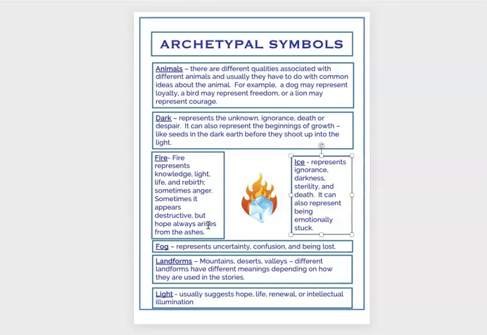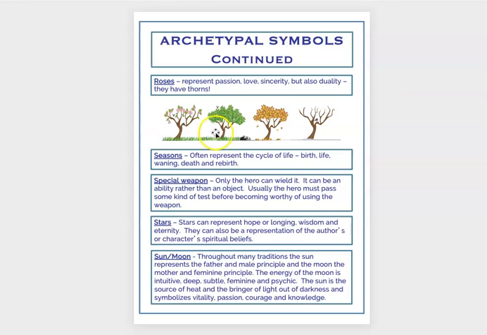Landforms, again, like animals, have sort of meanings associated with them. A mountain is majestic, a marsh has some nasty connotations: illness, evil, something like that. Light, usually hope, life, renewal, intellectual illumination. There's generally not a downside to light. Roses, all the time. And again, another dual thing, which songwriters write about all the time.